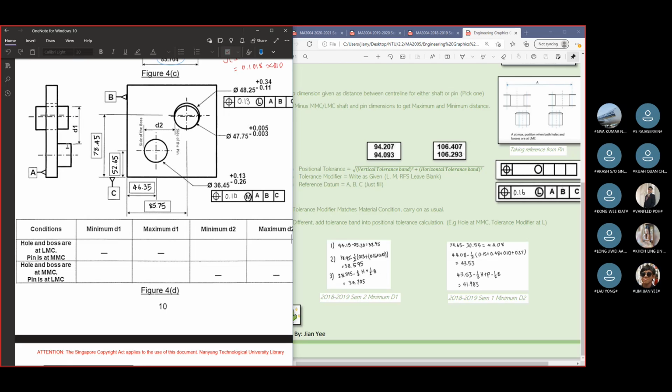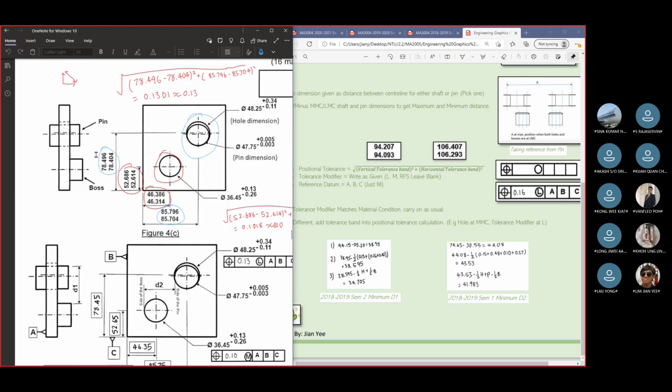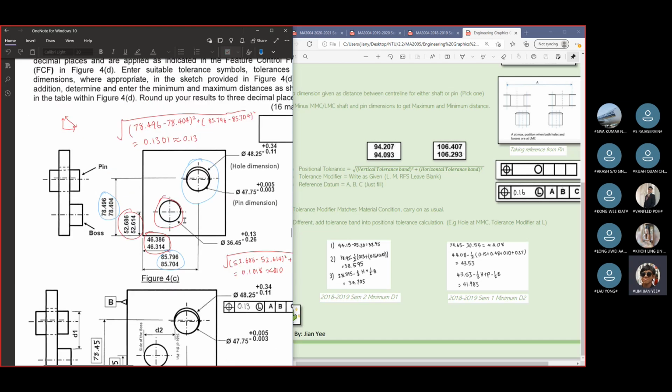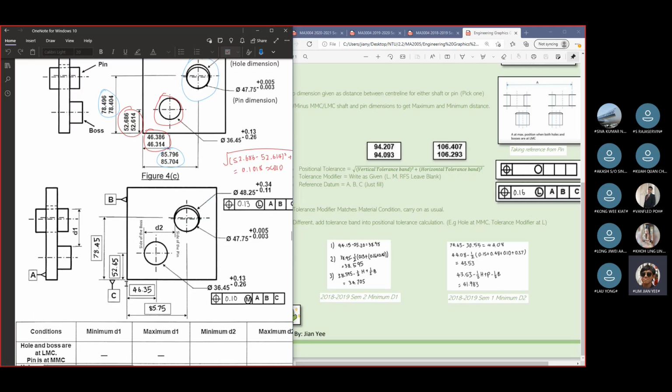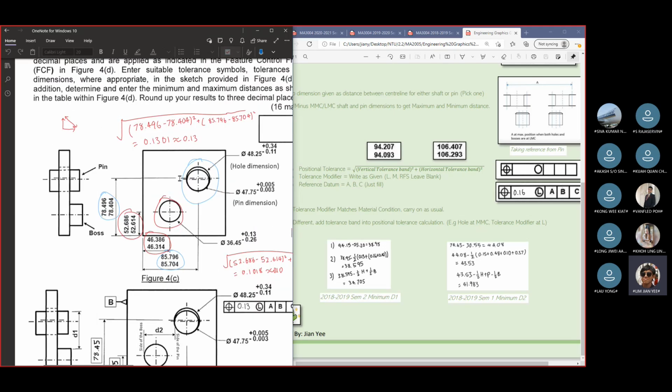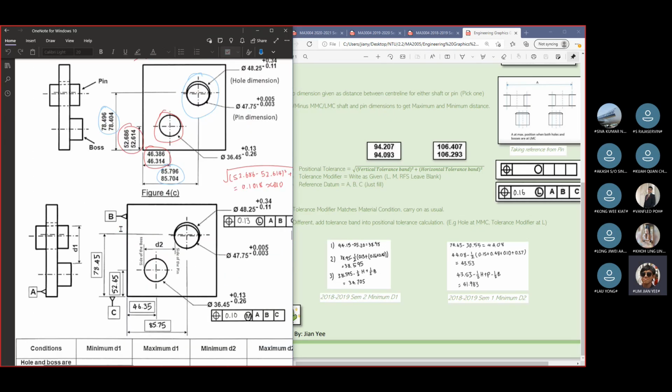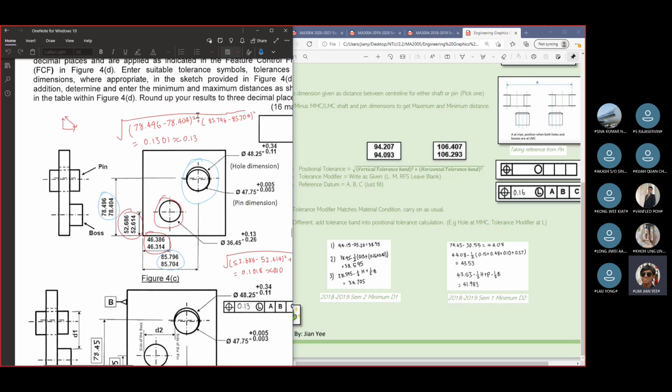Okay. So what do you do now? One thing to take note of: the moment you fill in this, you can kind of ignore the top half already. Because when you do GD&T, for 4C, you know how for your positional tolerance, you use these values, right?